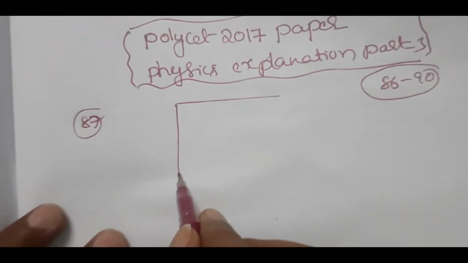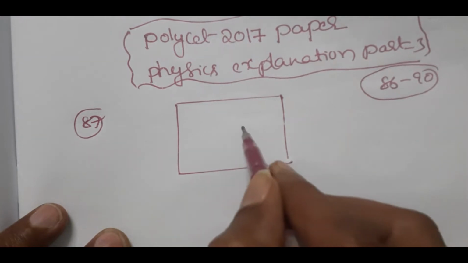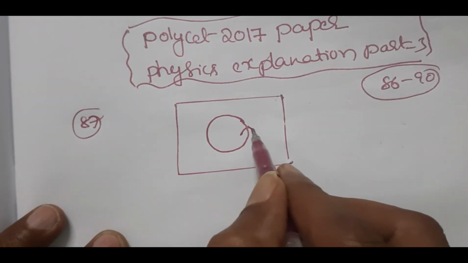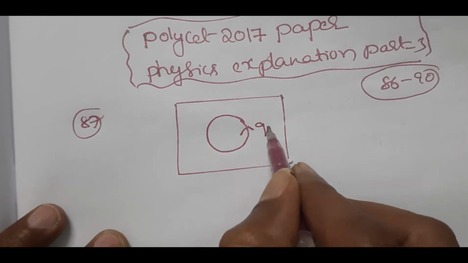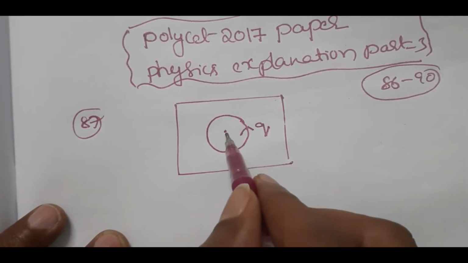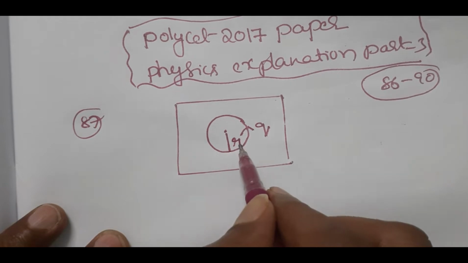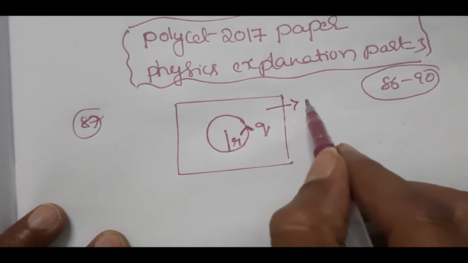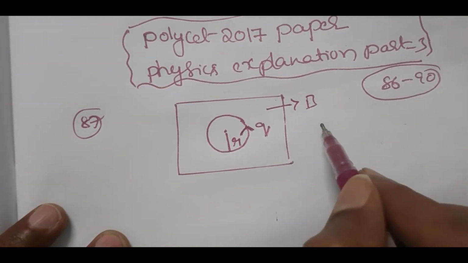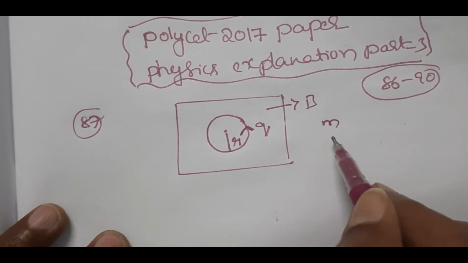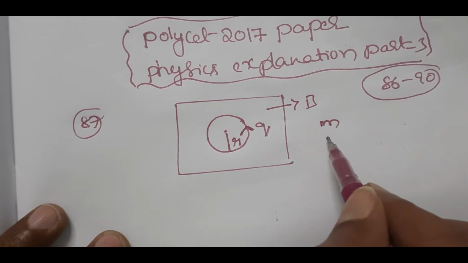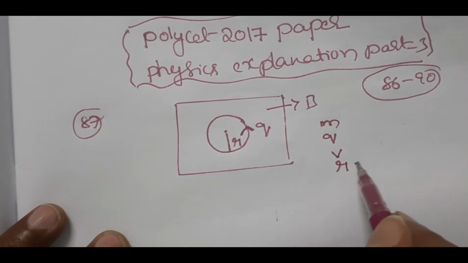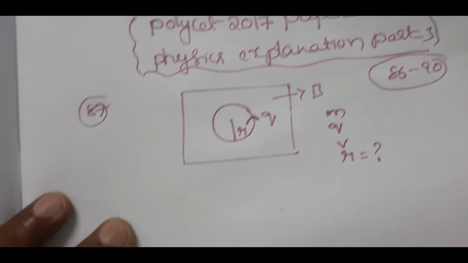Inside the magnetic field, along the circular path, a charged particle with the charge Q is moving. Now we want to find its radius. This is the magnetic field. Mass of the particle is M, charge of the particle is Q, speed of the particle is V. So what is the radius of the circular path we want to calculate?